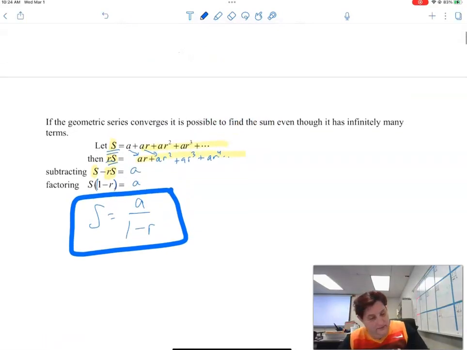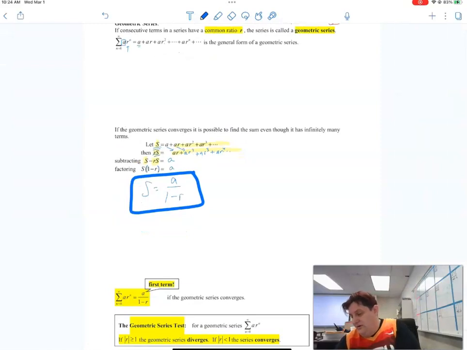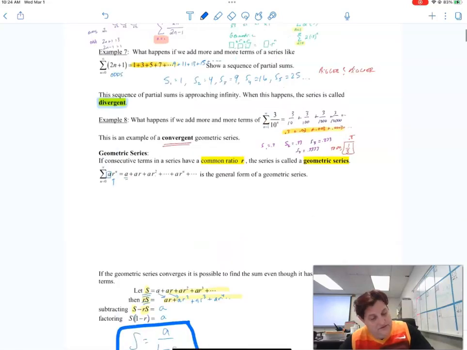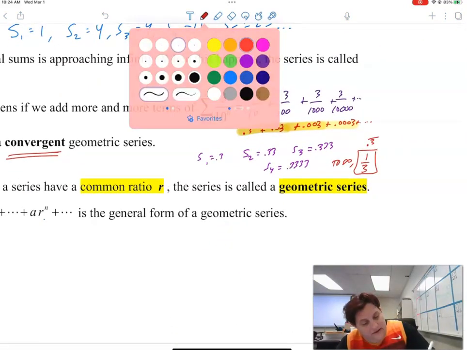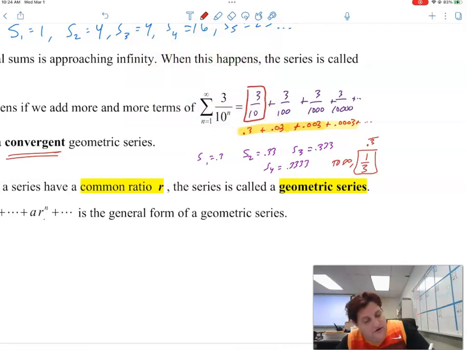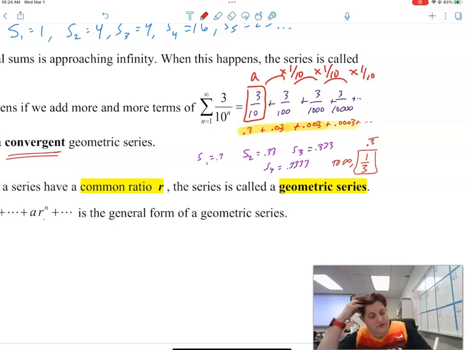Let's look, for example, at the question that we did before, which was 3 tenths, 3 hundredths, 3 thousandths. Do you guys see that the first term was 3 tenths? And what was it doing every time? Multiplying by 1/10. Which is why I went to 3 hundredths, 3 thousandths, 3 ten-thousandths, right? That's what we call r. r is what we multiply by every time, and it's 1/10.